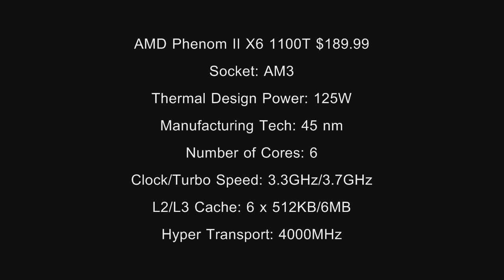The AMD Phenom 2 X6 1100T comes in around $189.99. It is based off the AM3 socket. It has a TDP of 125 watts, is based off the 45 nanometer manufacturing process, and features 6 physical cores, a 3.3 GHz clock speed, and 3.7 GHz turbo speed, 6 times 512 kilobytes of L2 cache, and 6 megabytes of shared L3 cache. It also features a hypertransport speed of 4000 MHz.